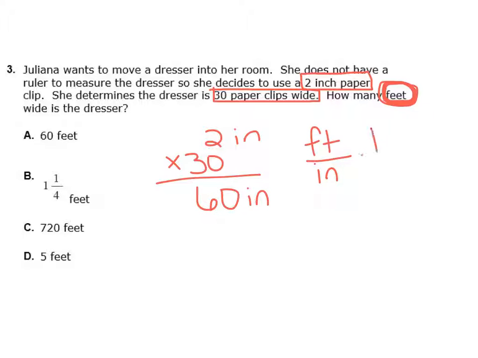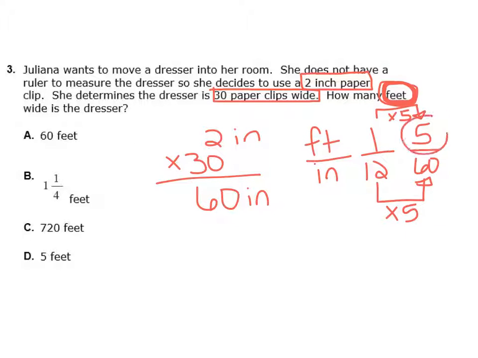Now I want to change them into feet, and I know that 1 foot equals 12 inches. So I'm trying to see 60 inches, trying to change them. To get from 12 to 60, your scale factor is times 5. So 1 times 5 is equal to 5. That means that 60 inches equals 5 feet. So my answer is letter D.